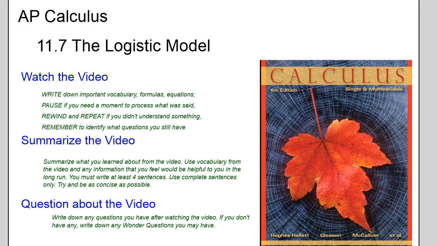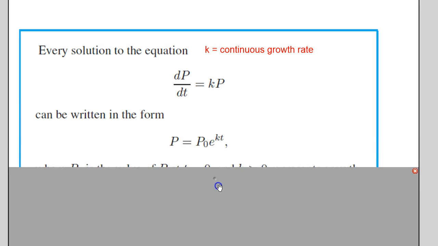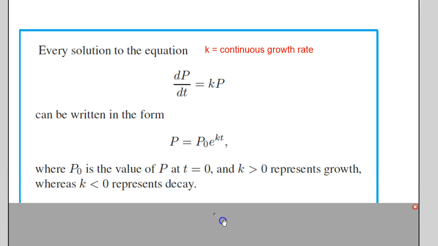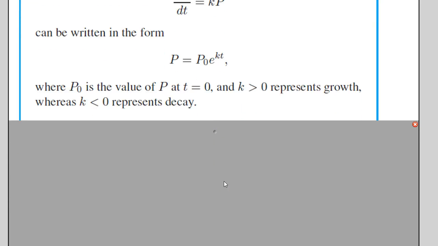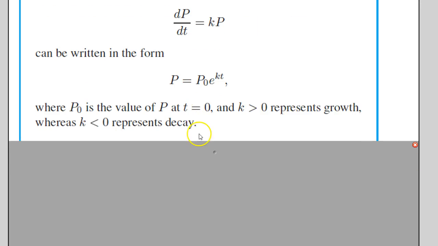All right, let's begin. So we've been dealing with differential equations and coming up with solutions if differential equations look of certain models. And to summarize, if the differential equation looks like this, dP/dt is equal to some constant times P, then we know that the solution is going to be an exponential form, and it represents growth if k is greater than 0 and decay if k is less than 0. And we call this k being a continuous growth rate.